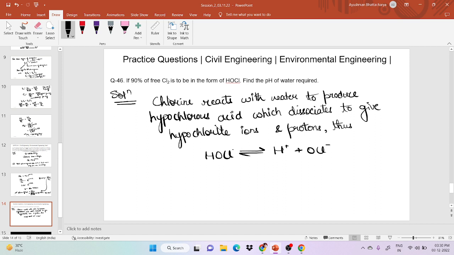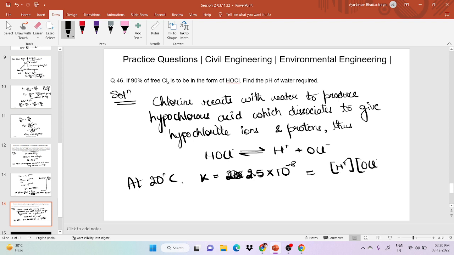So now, the other thing is at 20 degrees Celsius, the dissociation constant K is equal to 2.5 into 10 to the power minus 8. So remember this 2.5 into 10 to the power minus 8, which we can write as H plus OCl minus divided by HOCl.